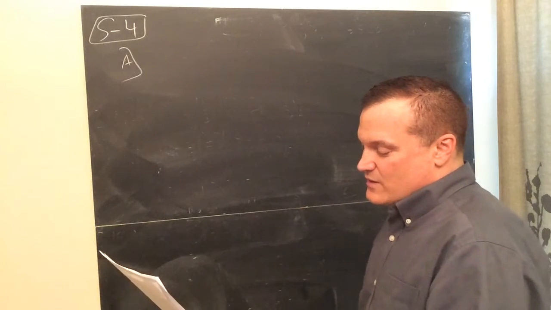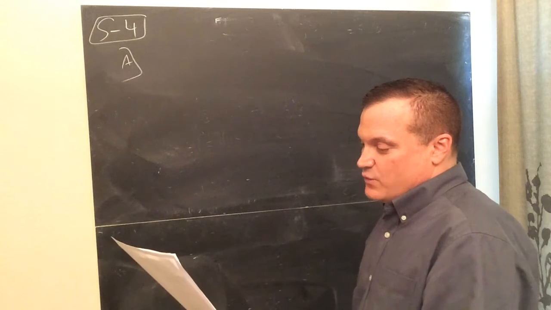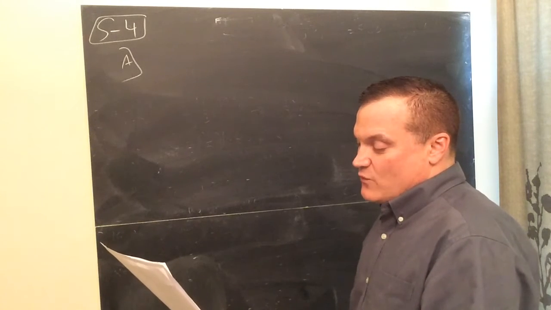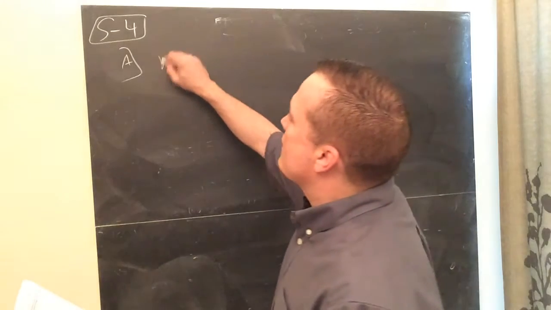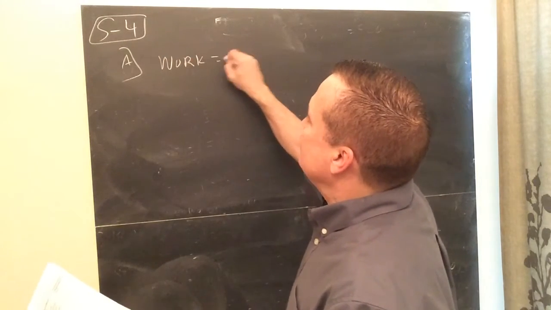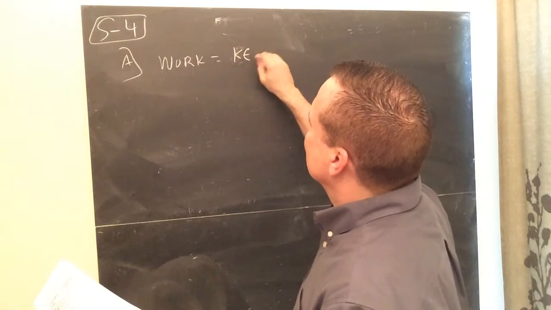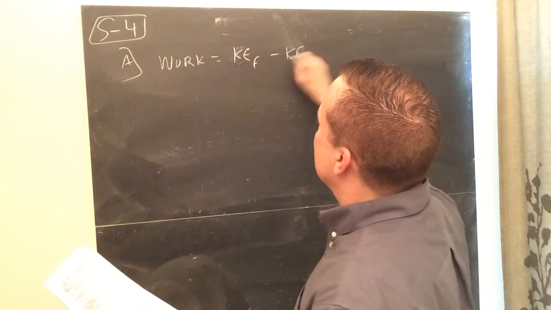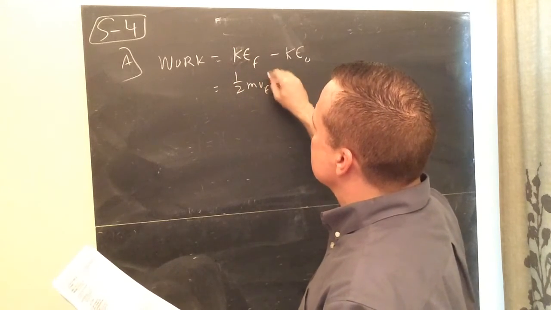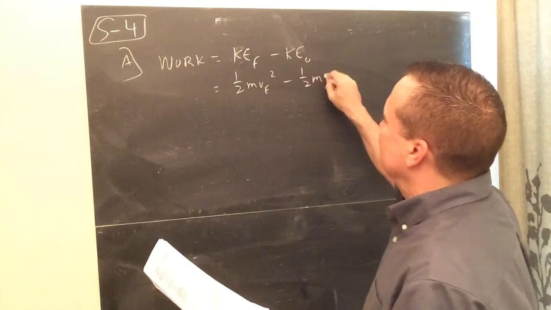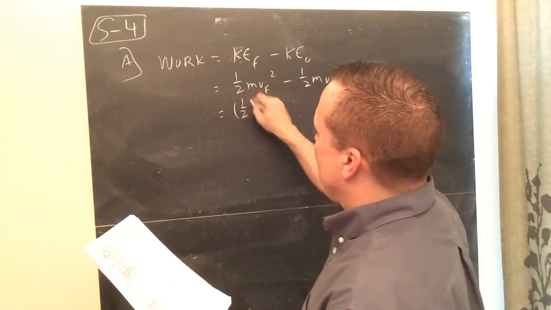Okay, so how much work was done and what force was applied? 20 kilogram, it went from 4 to 9 meters per second. Okay, so the work had to equal kinetic energy final minus initial kinetic energy. So that would be 1/2 mv final squared minus 1/2 mv initial squared. So this time a little bit more math involved.